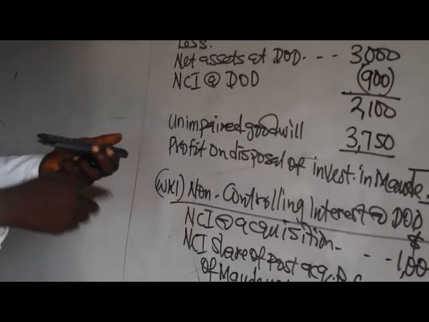So that is the solution. This is the end of part 1 of my presentation on disposal of subsidiary. In the next part, I will provide a detailed worked example using questions from ACCA examination questions.